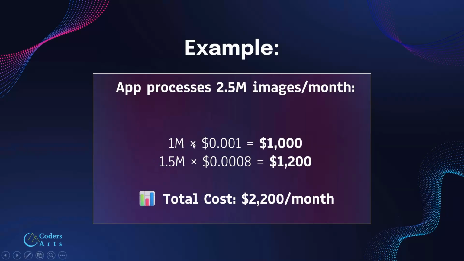For the first 1 million images that you process in that month, you will be charged at $0.001 per image. Alright, but as soon as you exceed this tier and move ahead with processing further images, that is the subsequent 1.5 million images, you will be charged at $0.0008 per image, and this is how you will end up with a total cost of $2,200. So this service becomes cost effective, especially as your usage grows, with better pricing as you move into higher volumes.